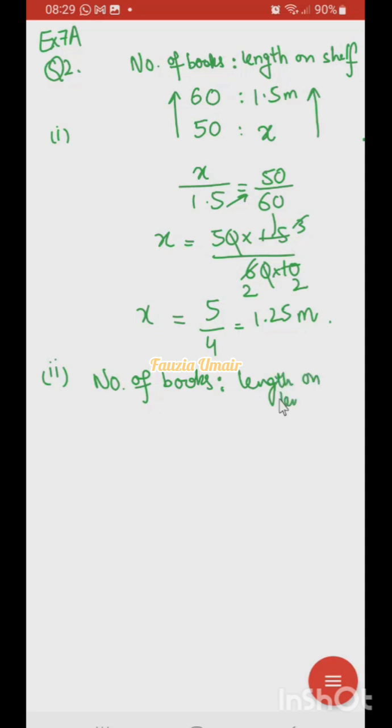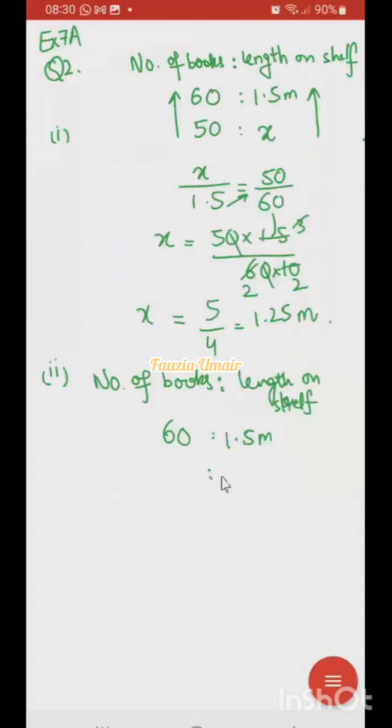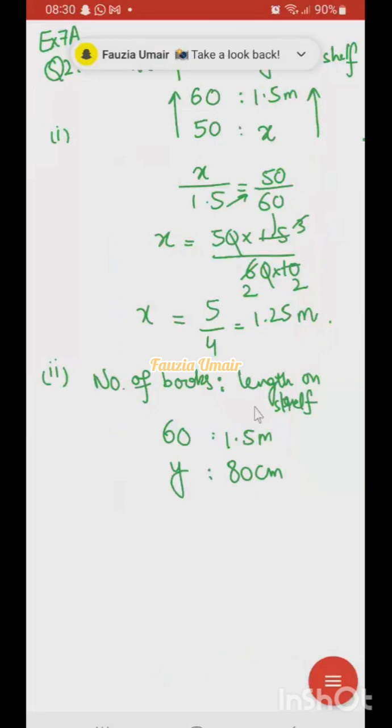So this time, this is 60 and this was 1.5 meters. Now they have given us 80 centimeters as the shelf length, and we need to find out how many books, let's say y. The units are not the same, so this is not a good thing. We need to change them into the same unit.